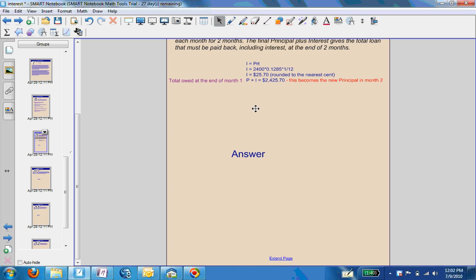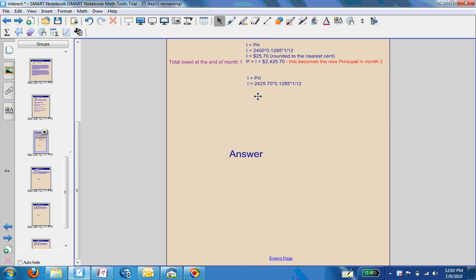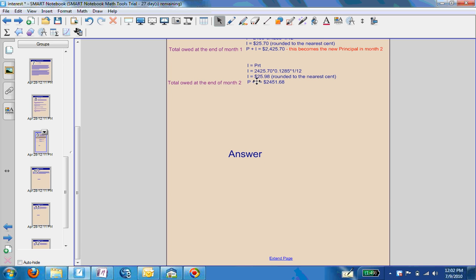Now, this is going to become my new principal in month 2. So, I'm going to recalculate, but now the principal is $2,425.70, the $2,425.70 that I found in the first step after the first month. That becomes my new principal. I'm going to multiply that by the same rate for 1 month again. I get another interest amount. I add that interest to the new principal, and it gives me the latest principal, $2,451.68. So that's how much I owe at the end of 2 months.